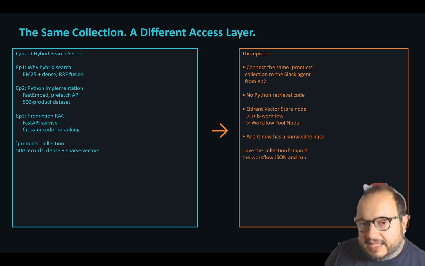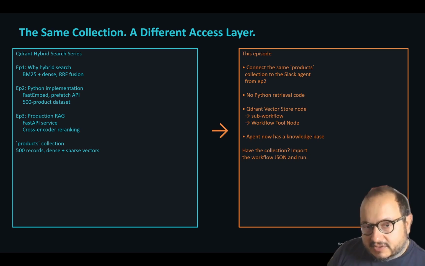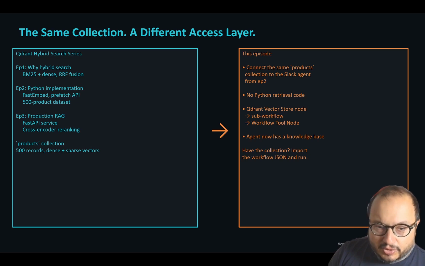At the bottom of the left column, the products collection in Qdrant. 500 records, dense vectors for semantic similarity, sparse vectors for keyword precision, both indexed and ready. On the right today, we do not reindex again. We do not rewrite the retrieval logic. We point the Qdrant Vector Store node at the same collection and wrap it as an agent tool.